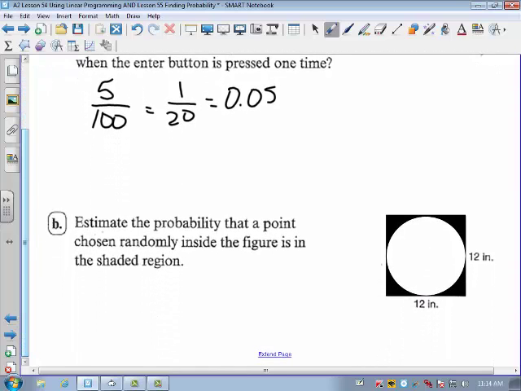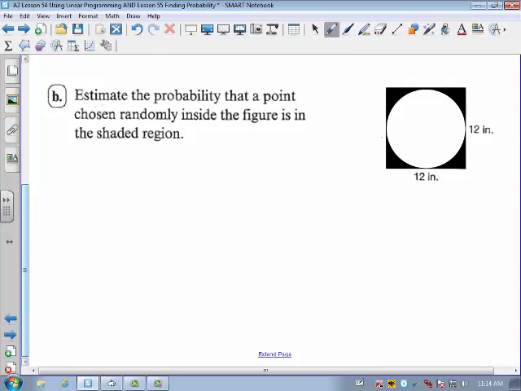Sweet. Okay. Estimate the probability that a point chosen randomly inside the figure is in the shaded region. If I want the shaded region, that's my favorable. How am I going to find the area of the shaded region? I want to find the area of the square and subtract the area of the circle. So I'm going to take the square minus the circle over, what's my total area?